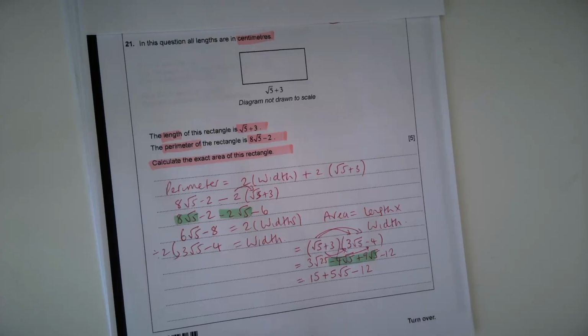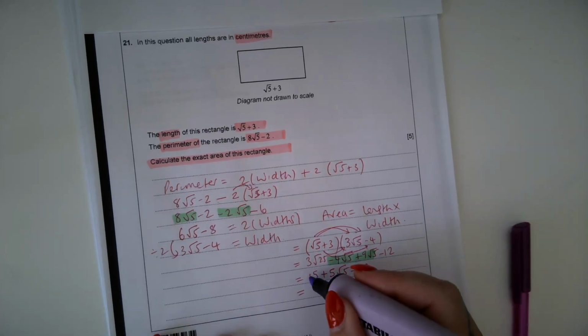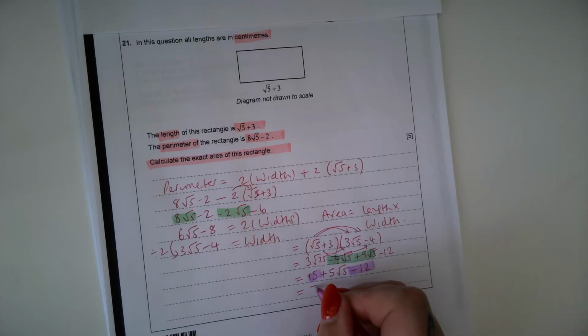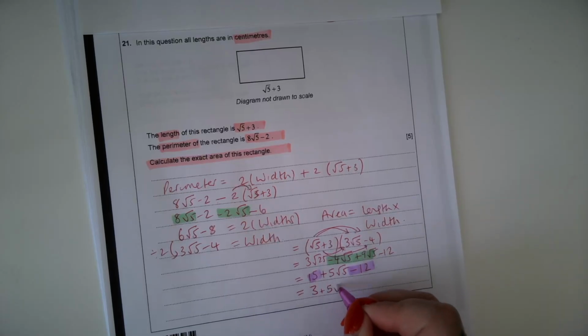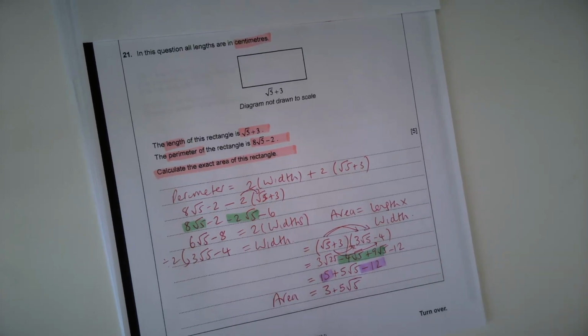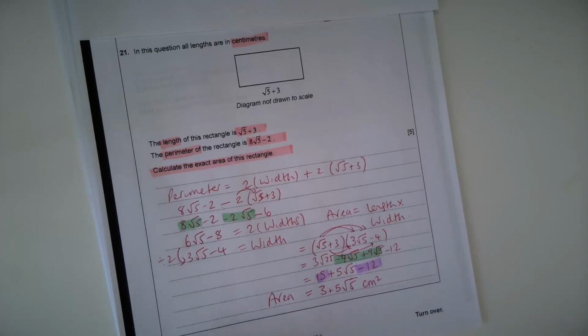I'm going to simplify a little bit further because I can collect like terms with these constant values here. So I've got 15 subtract 12, which is 3, plus that 5 root 5. So that's our area in exact form. Measurements are in centimetres, so I'm going to pop centimetres squared there.